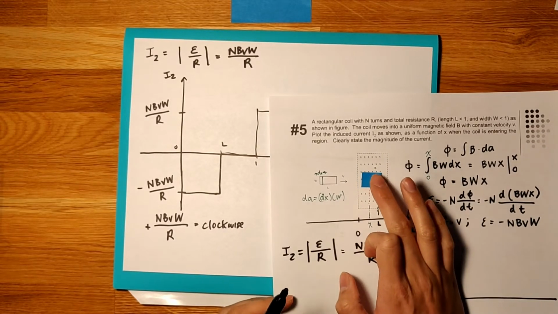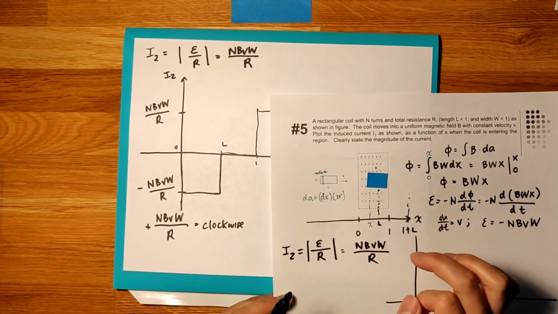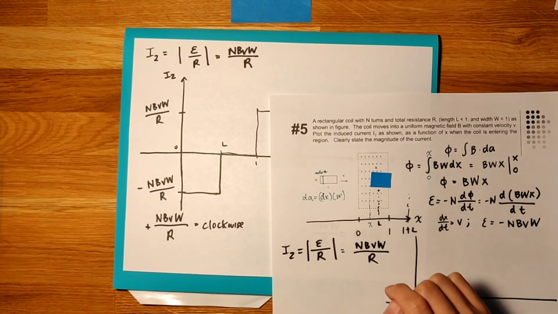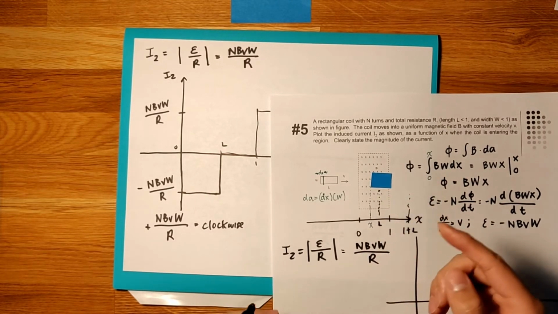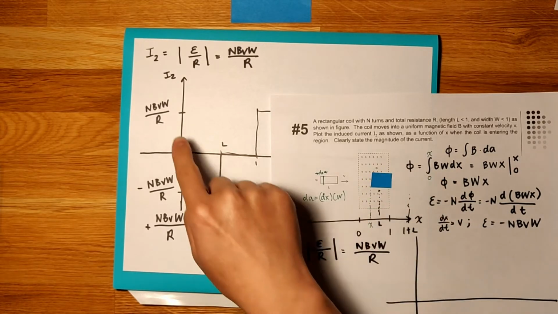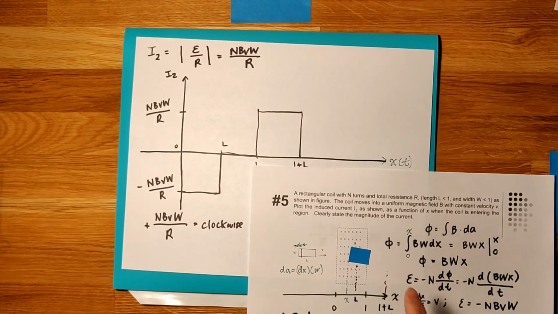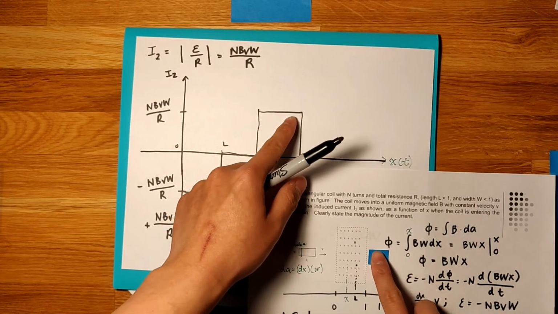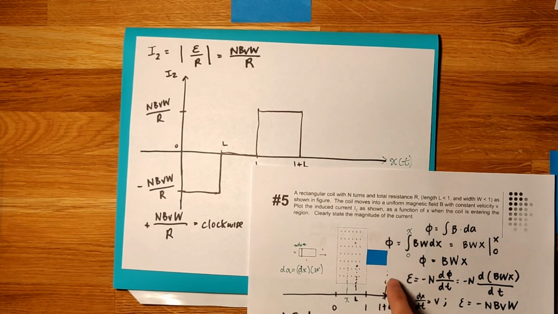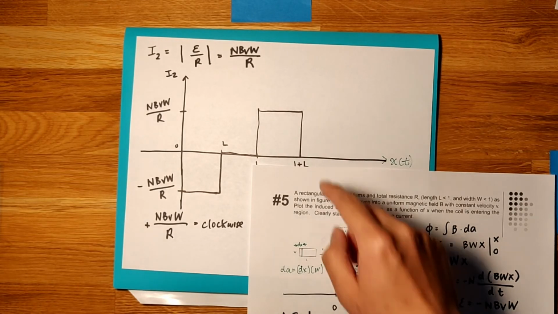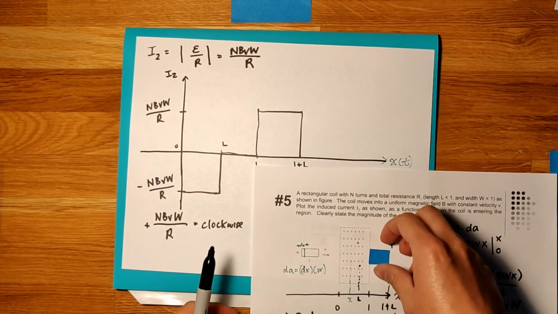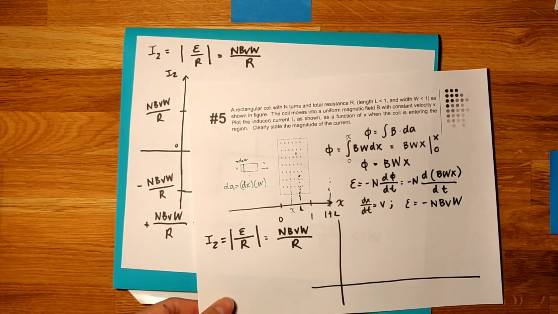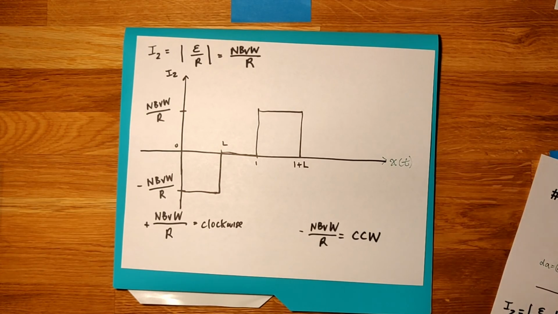So the induced current will be at 0 until it starts losing flux, which is when it starts leaving the magnetic field. And that point is at 1. So to mitigate the change, it will start inducing another current, which is going clockwise, or MBVW over R. So it will induce the current until it is fully out of the B field, and at that moment it is at 1 plus L, and that is when it will go back to 0. So the magnitude of induced current again is MBVW over R, and this is our plot of the induced current.